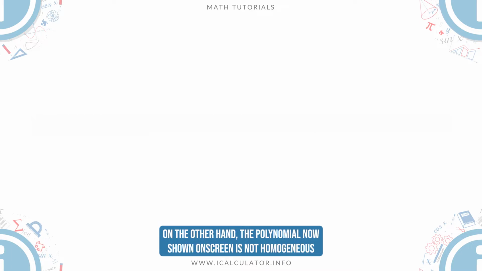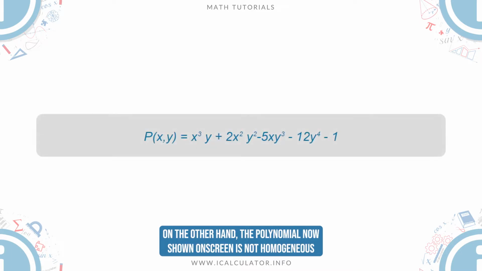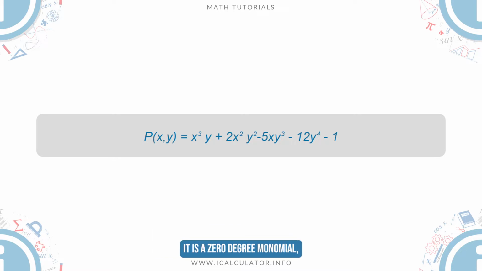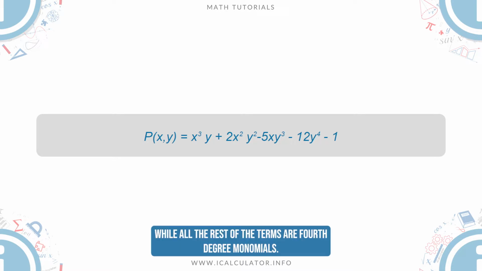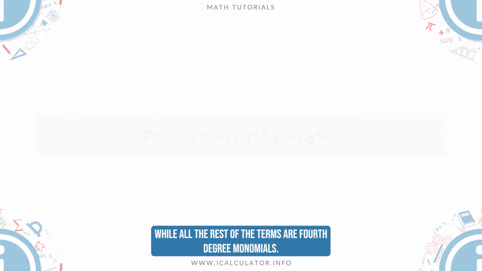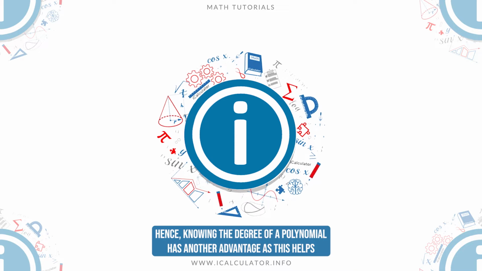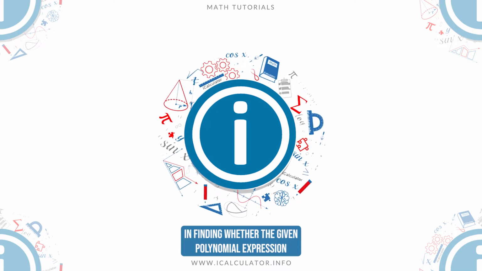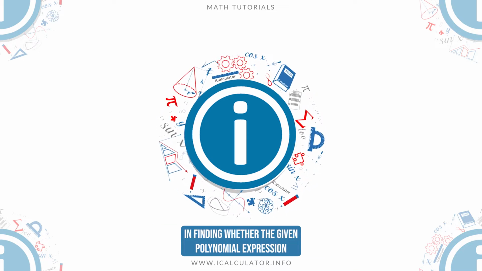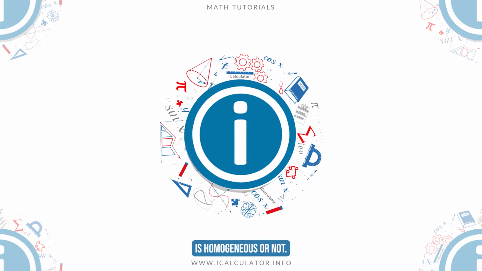On the other hand, the polynomial now shown on screen is not homogeneous, as its last term has not got the same degree as the rest of the terms. It is a zero-degree monomial, while all the rest of the terms are fourth-degree monomials. Hence, knowing the degree of a polynomial has another advantage, as this helps in finding whether the given polynomial expression is homogeneous or not.